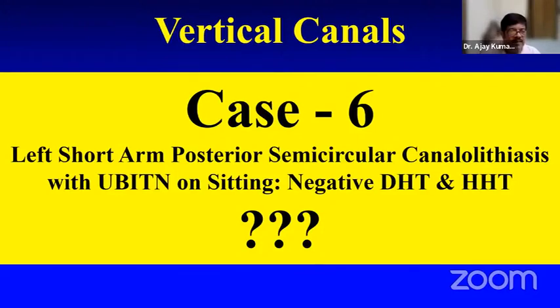So this is case number 6. This is a very interesting case. The left short arm posterior semicircular canalolithiasis with upbeating ipsitorsional nystagmus on sitting up, negative Dix-Hallpike and half-Hallpike test. Is it a short arm semicircular canalolithiasis of the left side? I would like to show the full video with the permission of the chair.